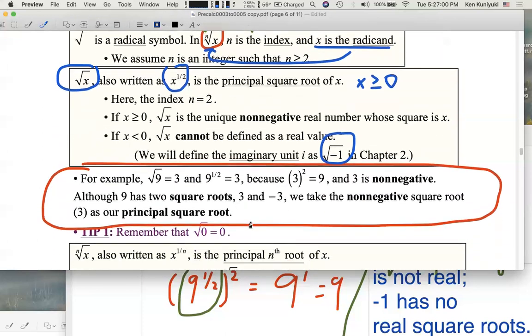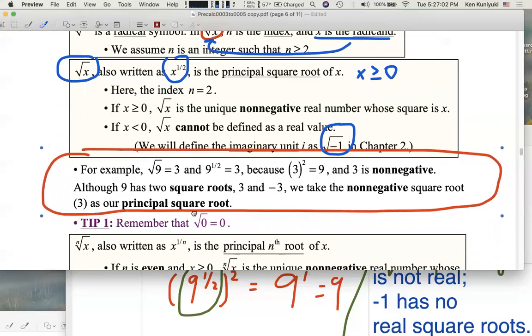Okay. The square root of 0 is 0. For some reason, people forget that. The square root of 0 is 0. 0 squared is 0.